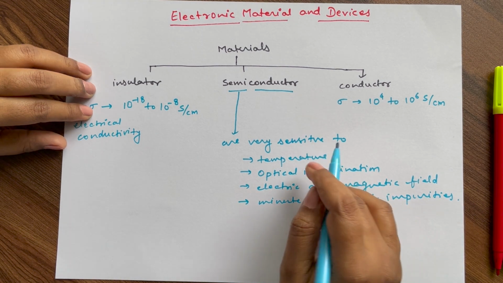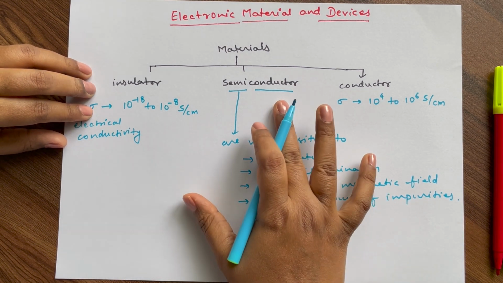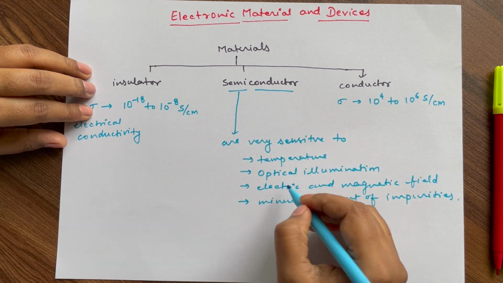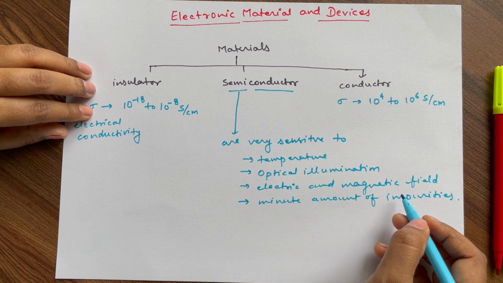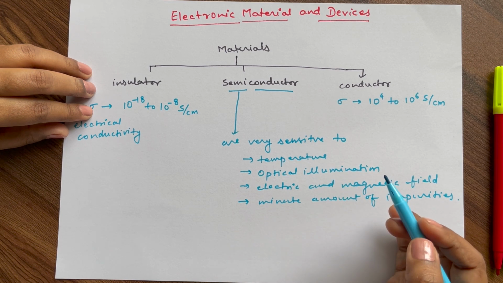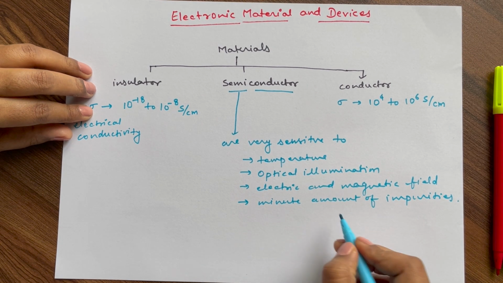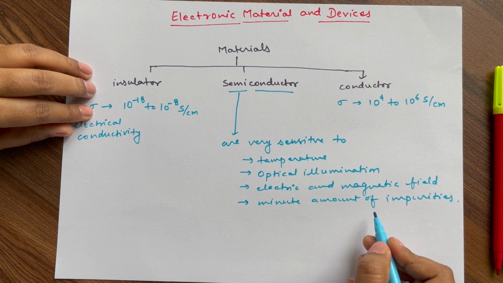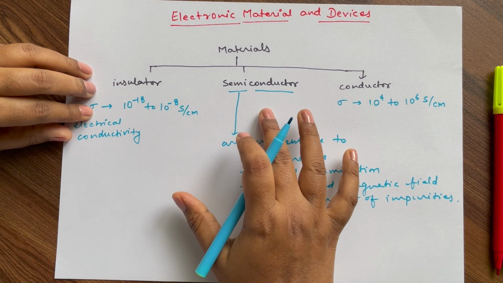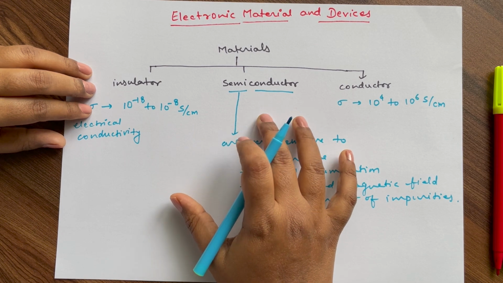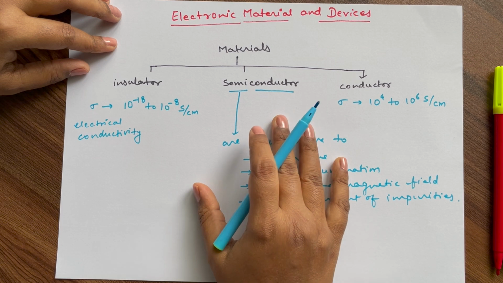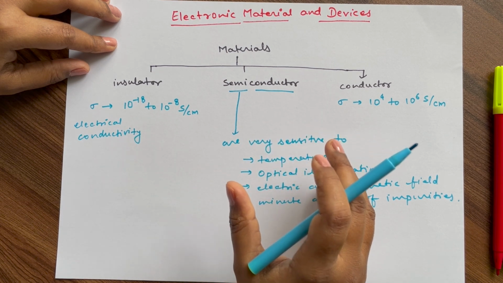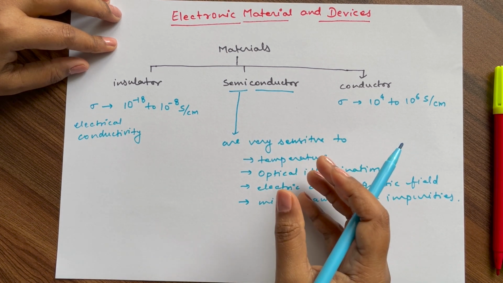So increasing or decreasing the temperature will affect the conductivity of semiconductor, or optical illumination or applied electric and magnetic field will also affect its conductivity, and the amount of impurity, we call it doping, that will also affect the conductivity of semiconductors. So this sensitivity in conductivity makes semiconductor one of the most important materials for the electronic applications.